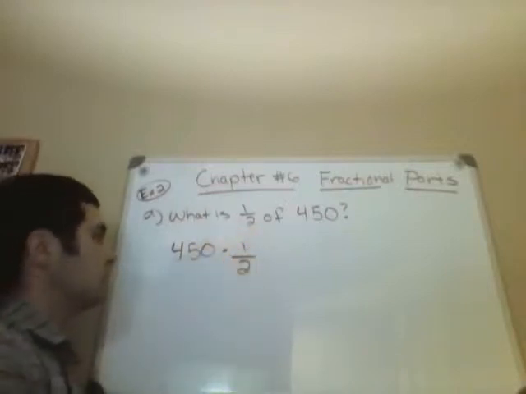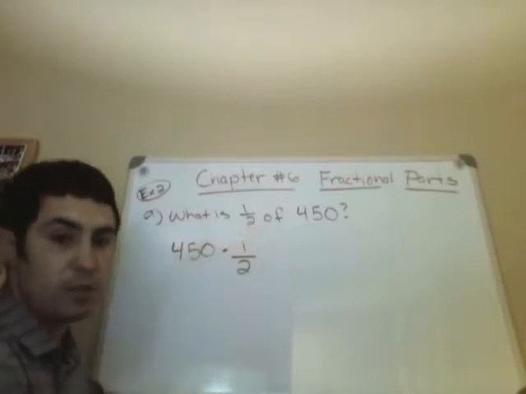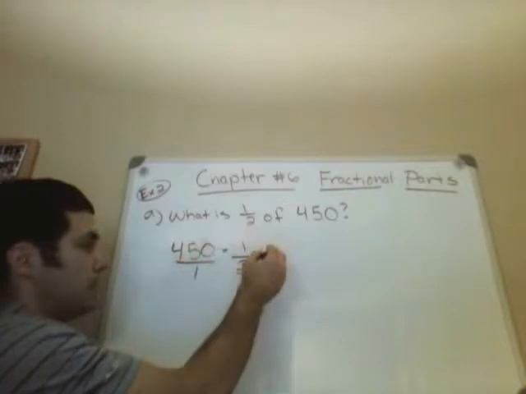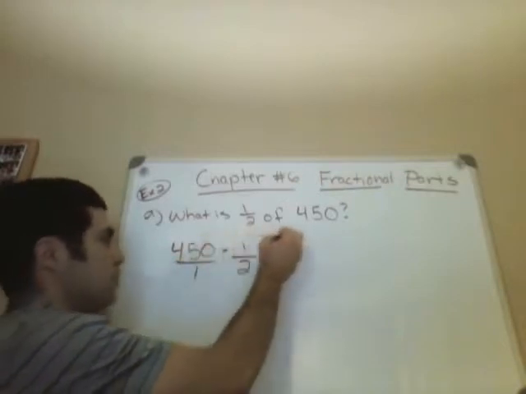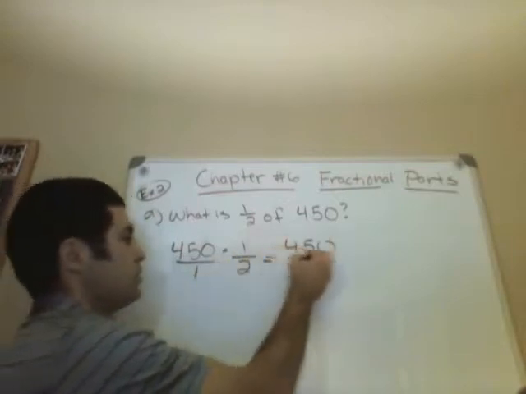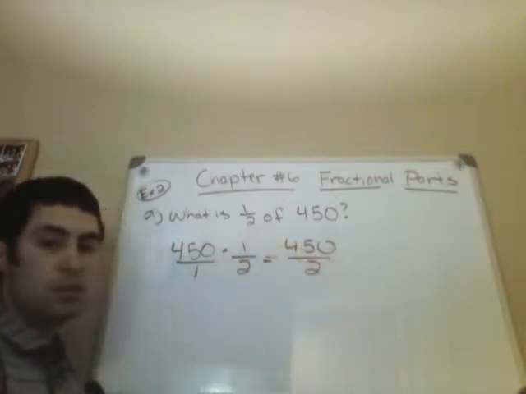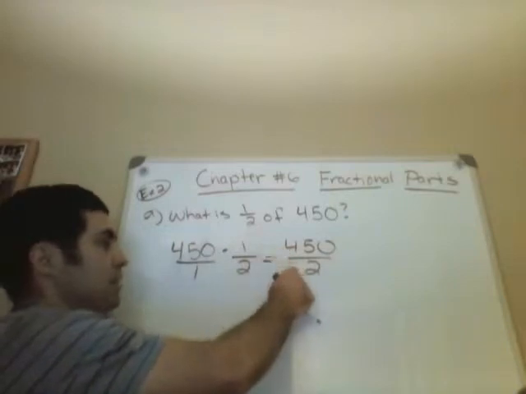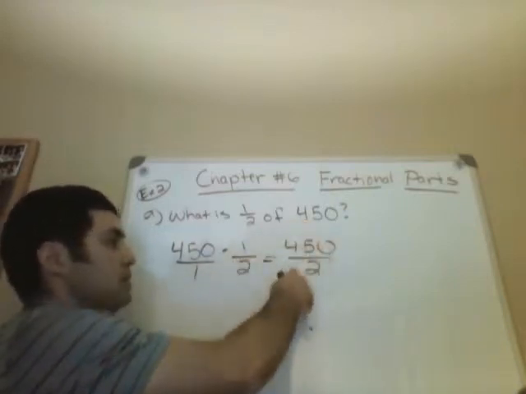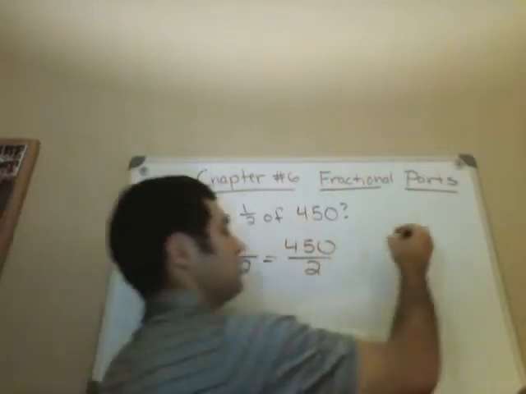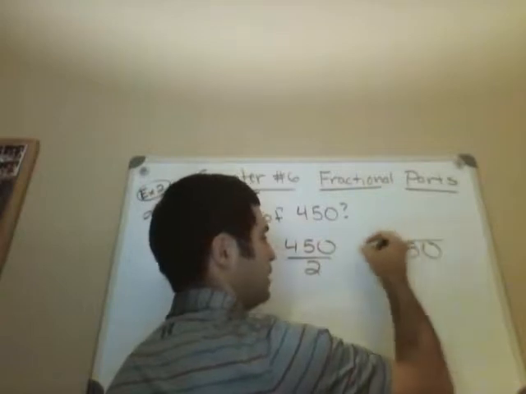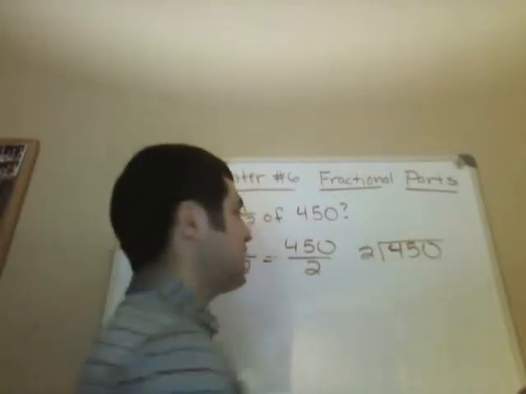1/2. If you know how to multiply fractions, which I don't know if you know yet, you multiply straight across. So 450 times 1 is 450. 1 times 2 is 2. So now we have a top divided by bottom situation, where this is the dividend and this is the divisor. So let's rewrite this. 450 divided by 2.